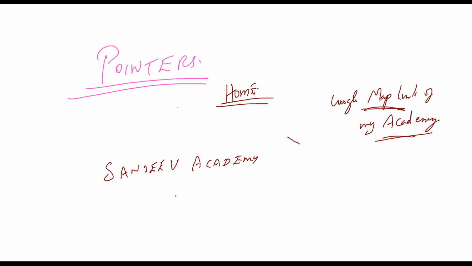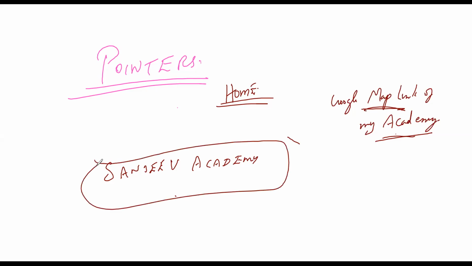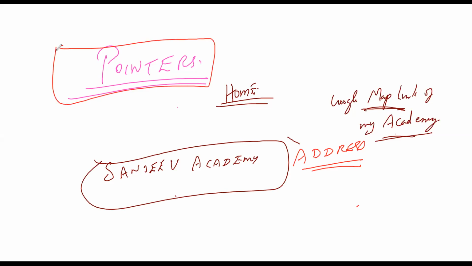What is there in the Google Map link? Address is there, right? Yes, sir. The academy address is there in the Google Map link. Correct. So the Google Map acts as a pointer. So what does a pointer mean?